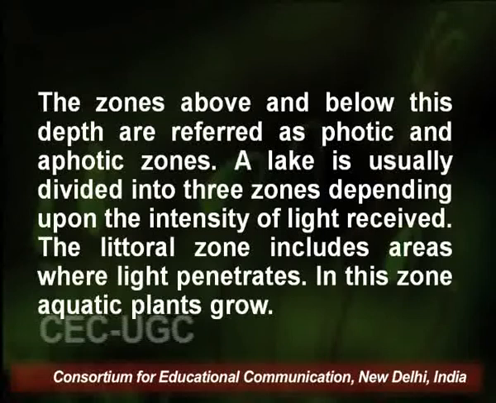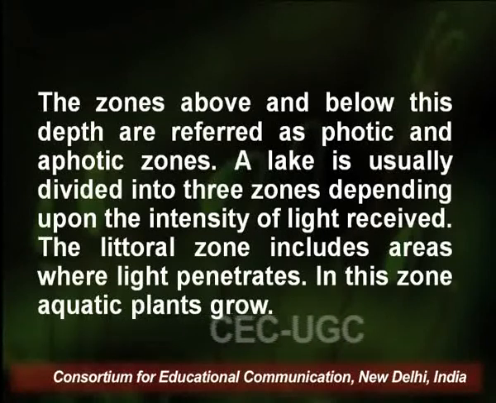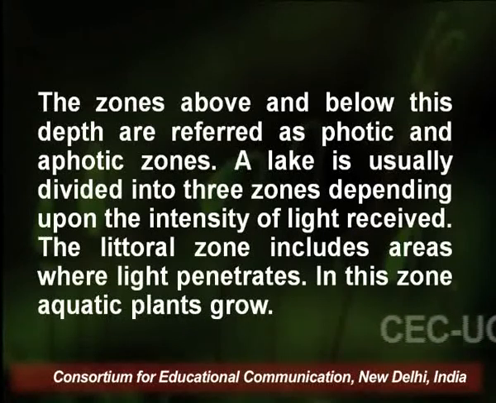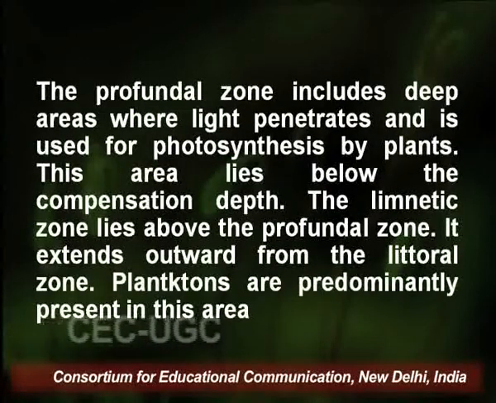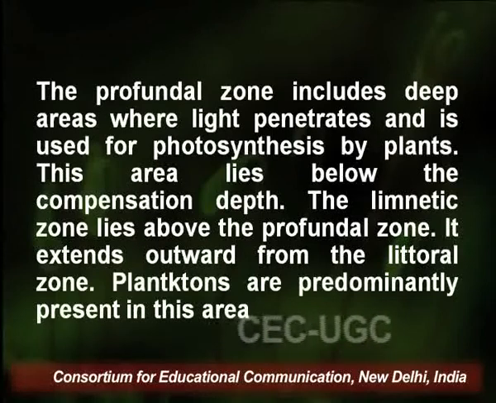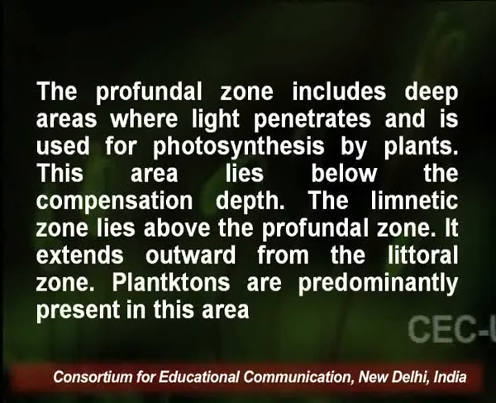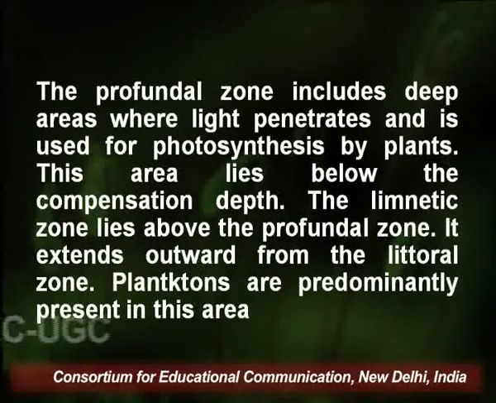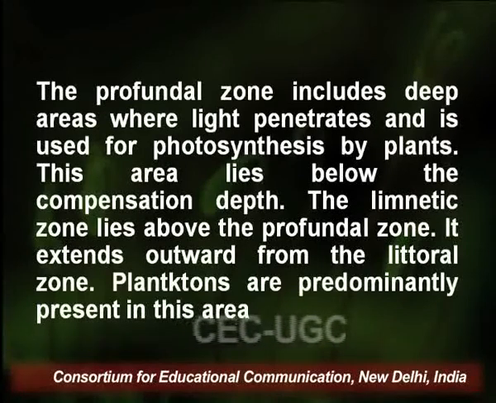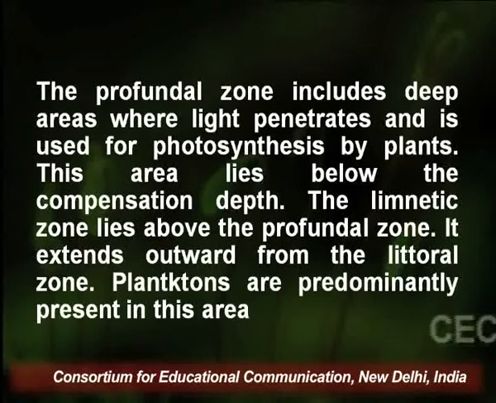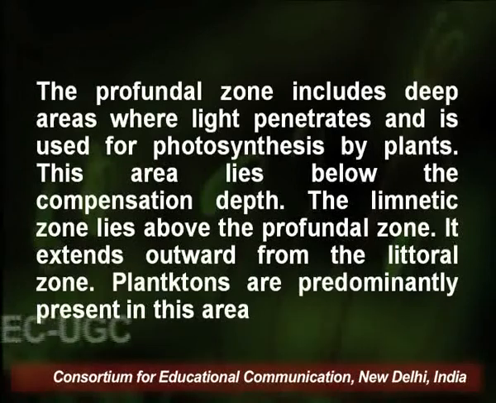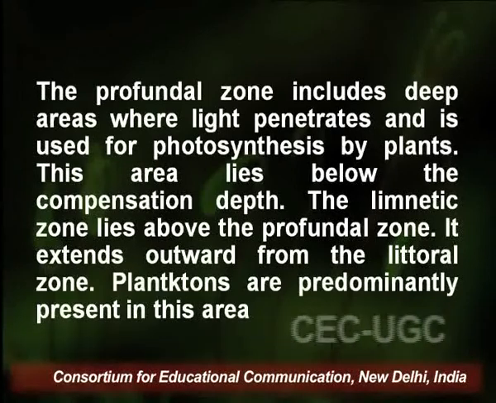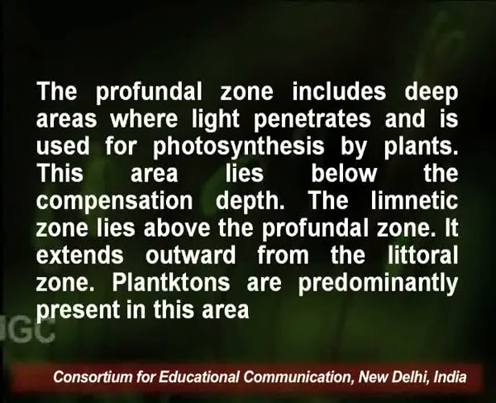The littoral zone, which includes areas where light penetrates. In this zone, mainly aquatic plants grow. Then comes the profundal zone. The profundal zone includes deep areas where light does not penetrate enough to be used for photosynthesis by the plants. This area lies below the compensation depth. The limnetic zone lies above the profundal zone and it extends outward from the littoral zone. The planktons are predominantly present in this area.